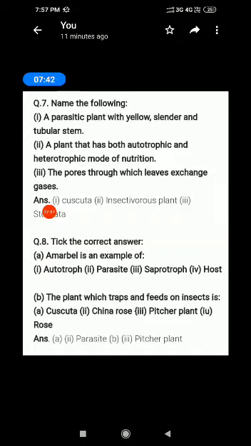Options: Cuscuta, China rose, pitcher plant, rose.